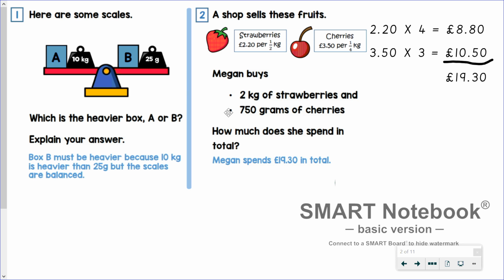For the cherries, we want 750 grams. Now a quarter of a kilogram, hopefully you realize that's 250 grams. So we want 3 lots of 250 to give us 750. So we times the £3.50 by the 3 to give us £10.50. And then we add for the total spend. So £10.50 add £8.80 is £19.30. Hopefully we got those and we did okay.